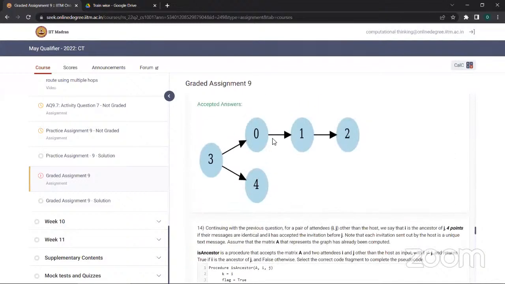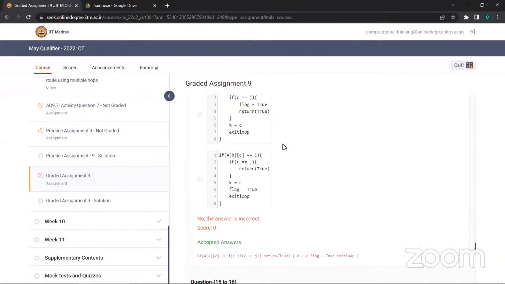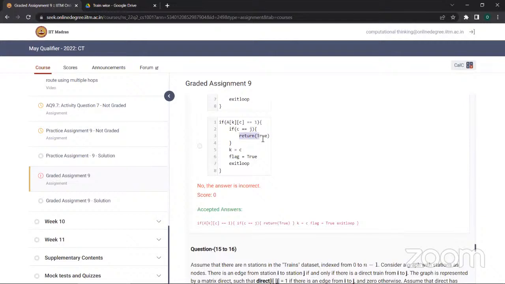For example, as per this, let's assume 0 is your I and 2 is your J. Then this is your C. That's what you are checking, whether this C you are trying to find. I to C, C to J. If that is the case, you return true. That means you found your hop in between. From I to J, you found your hop C. And if you found that, you return true.